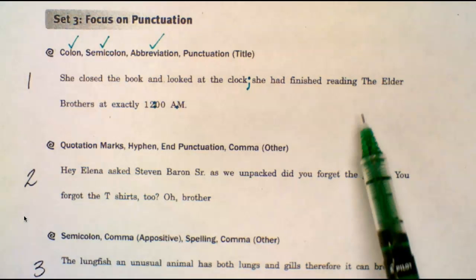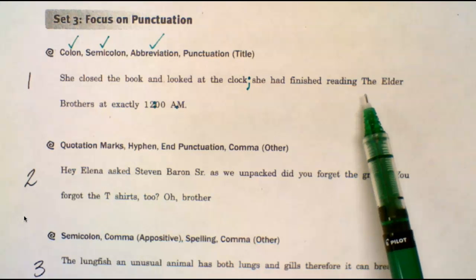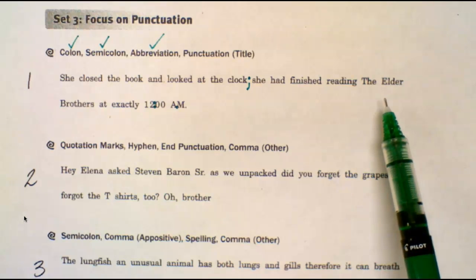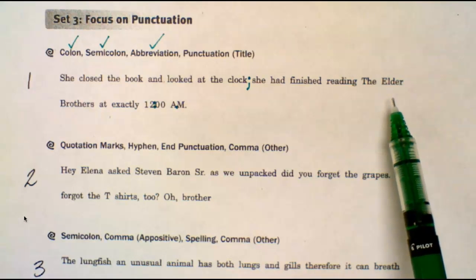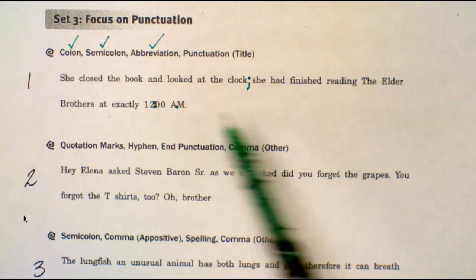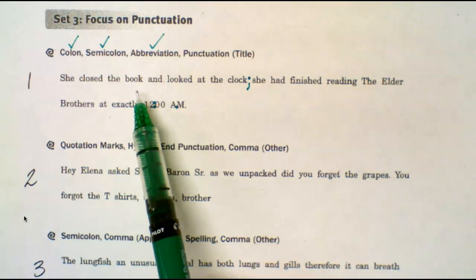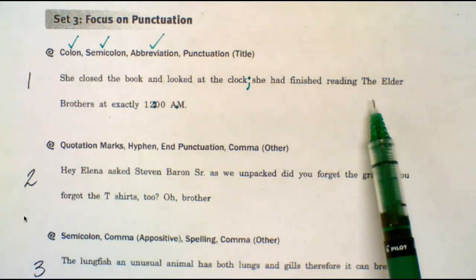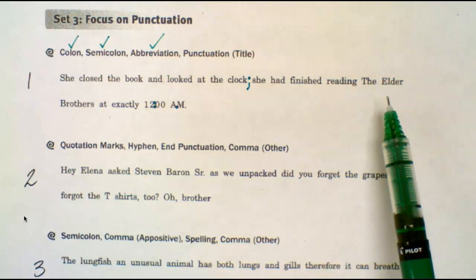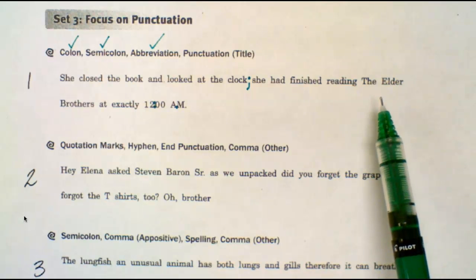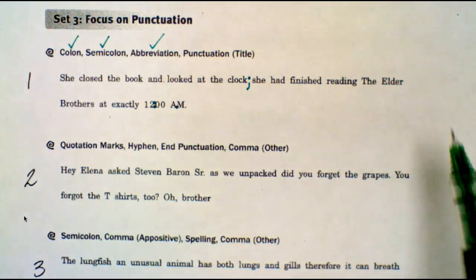As you probably have already identified, our title is The Elder Brothers, but now I need to determine if this is major work or shorter work. And like I said, our sentence gives us a hint. Our sentence lets us know that this is a book. Books are considered major works, and so I need to put my title in italics. However, I can't italicize printed word, and so I'm going to show that it should be in italics by underlining that title.